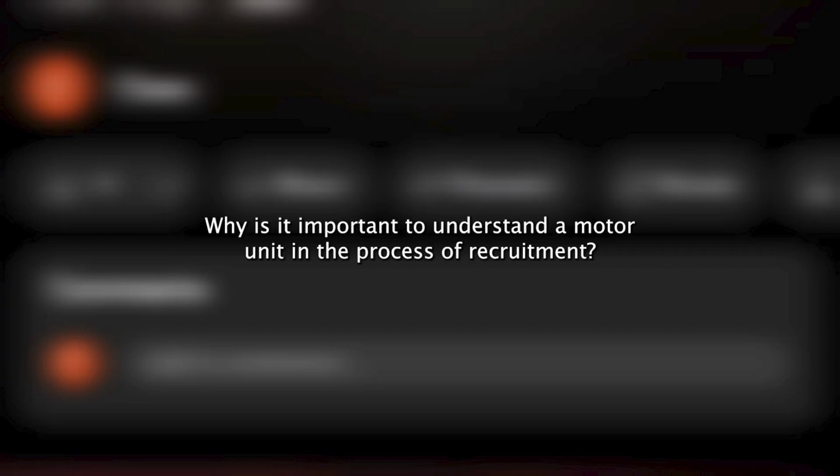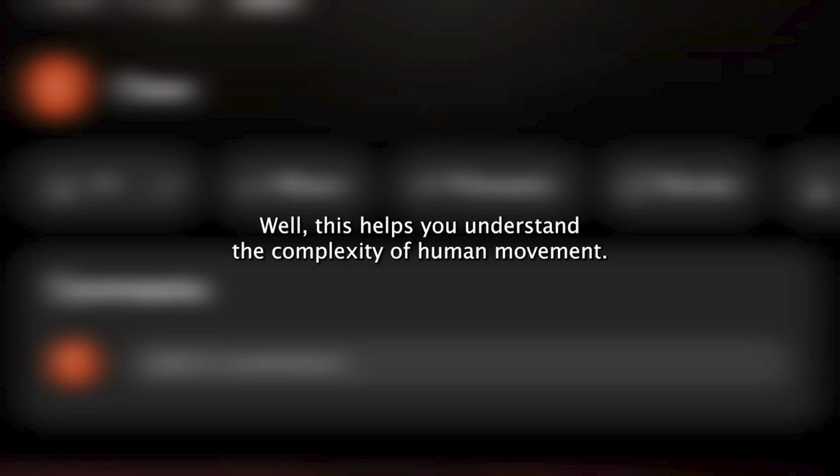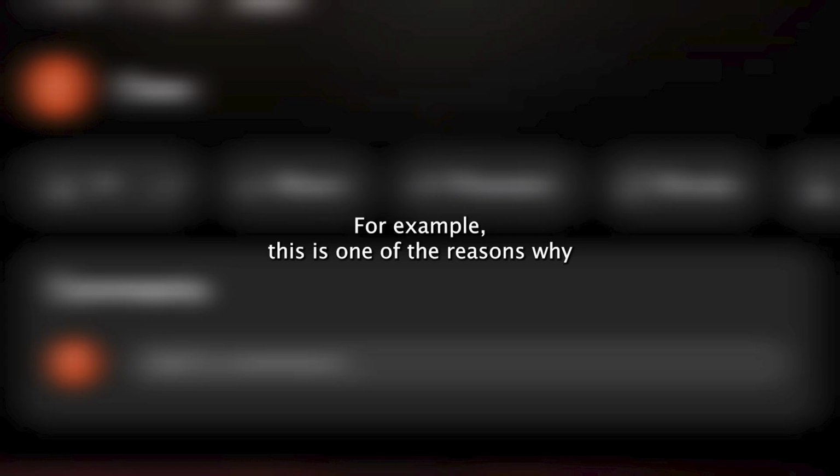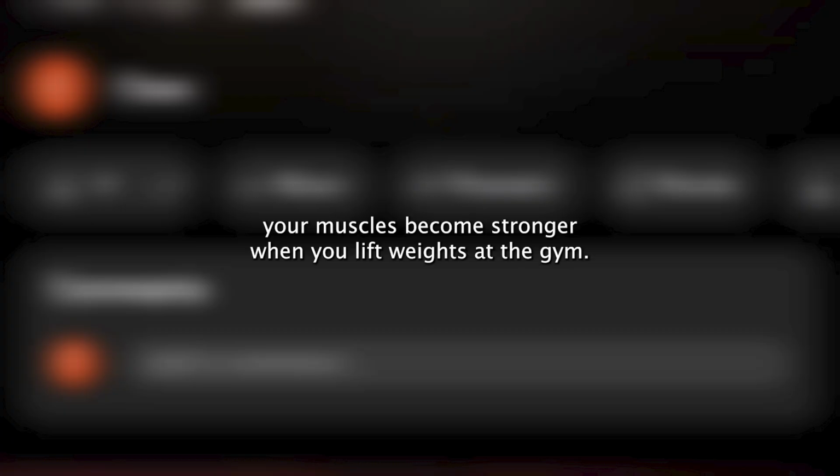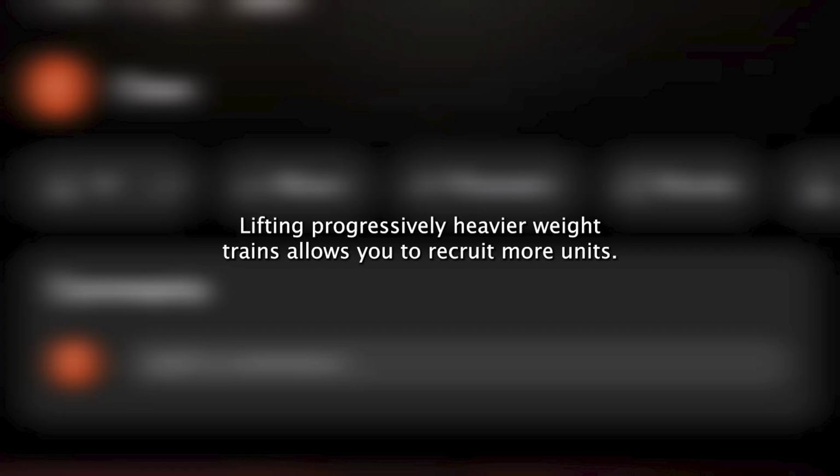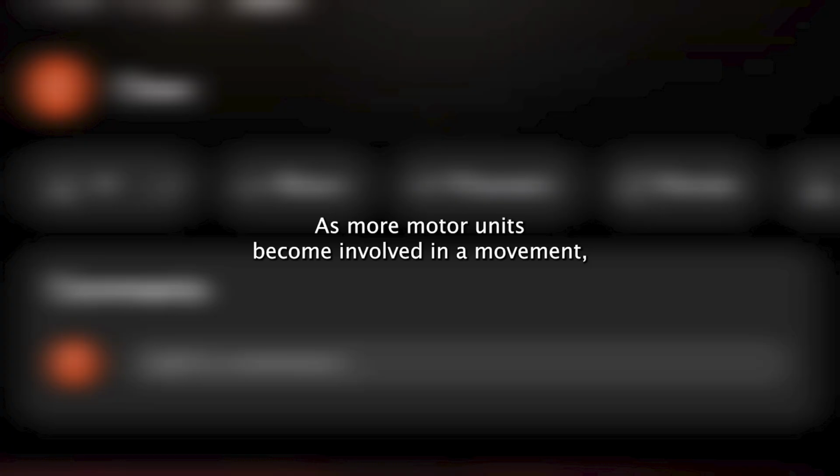So what? Why is it important to understand a motor unit and the process of recruitment? Well, this helps you understand the complexity of human movement. For example, this is one of the reasons why your muscles become stronger when you lift weights at the gym. Lifting progressively heavier weights trains a muscle to recruit more motor units. As more motor units become involved in a movement, the greater the tension generated by that muscle. You see the results as increased strength.